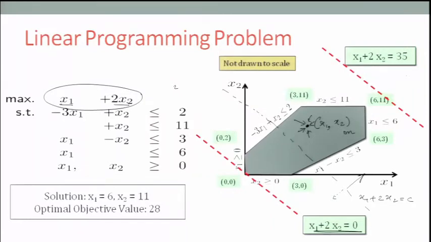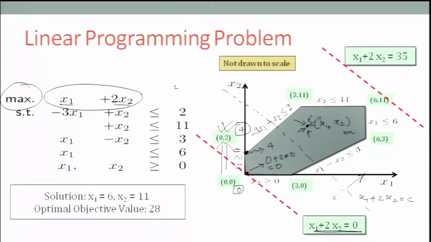Let's take examples. Let's take 0, 0. 0, 0 gives you 0 plus 2 times 0, which is 0. So the objective value achieved here is 0. But if you look at this point, 0, 2, this achieves an objective value of 4. So obviously 0, 2 is better than 0, 0, because the point 0, 2, which satisfies all the constraints, achieves an objective value of 4, whereas 0, 0 only achieves an objective value of 0. And we are interested in maximizing x1 plus 2x2.